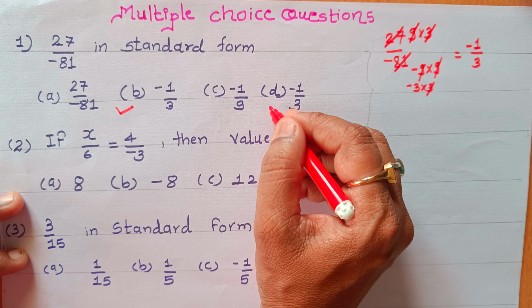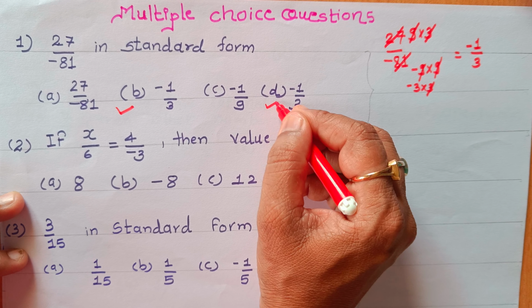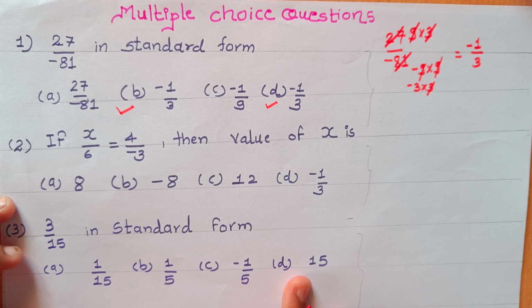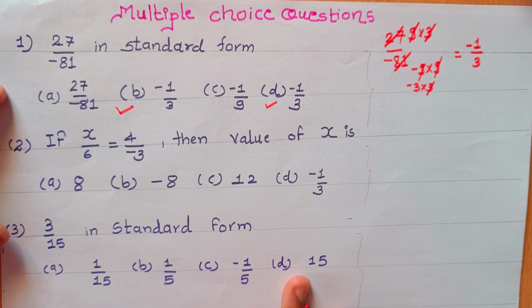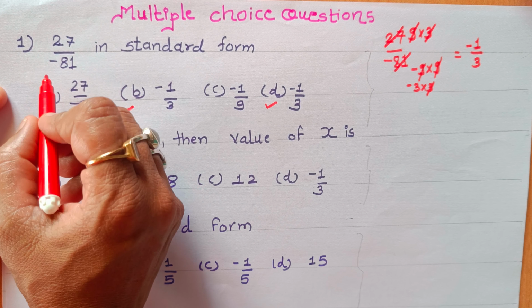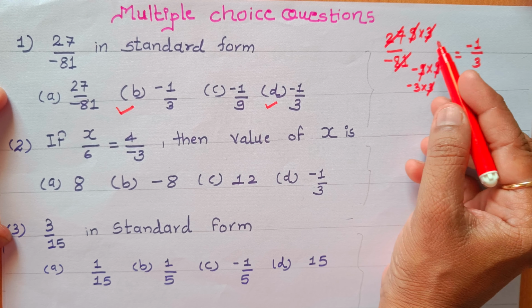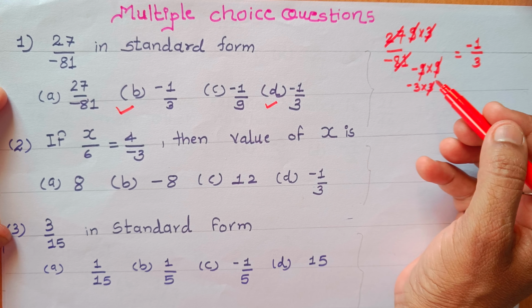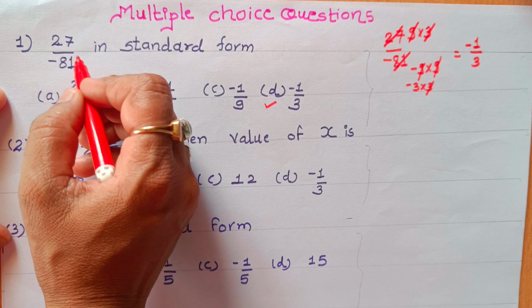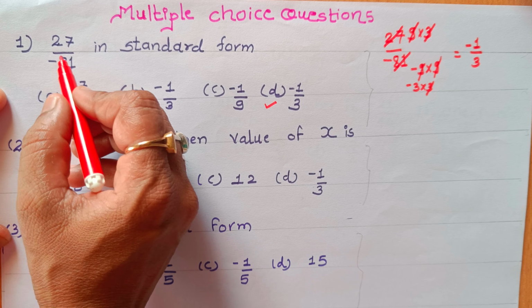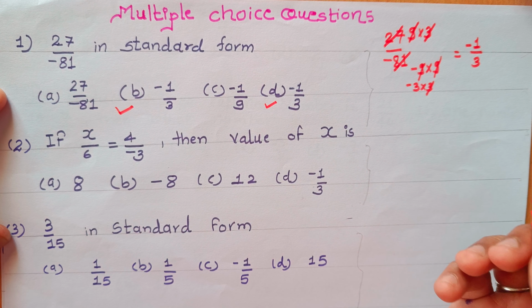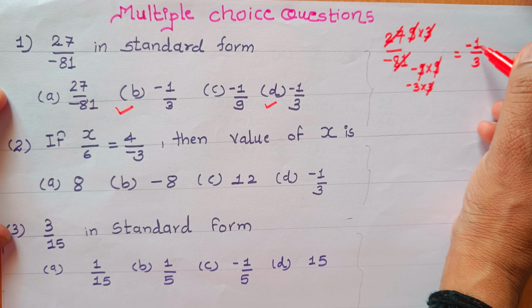Here also in D given minus 1 by 3. So both are our answer. So I think children you understand 27 by minus 81 has a common factor 3, 9. So not only 1. So convert this number in such a way that the common factor is only 1. So minus 1 by 3. Here the factor is 1 and here the factors are 1 and 3. So the common factor is 1.